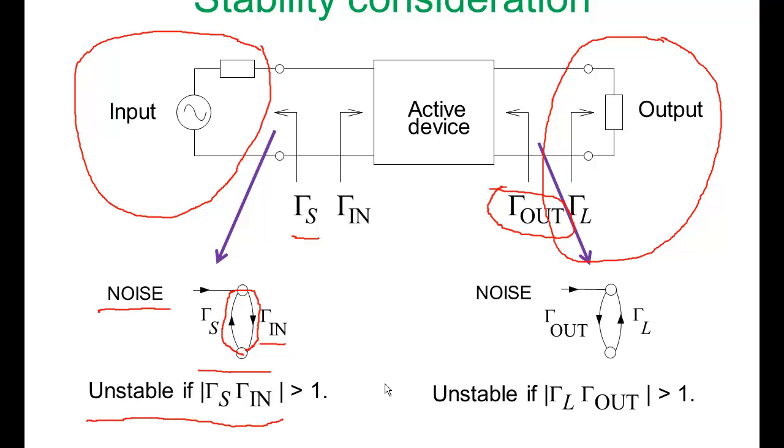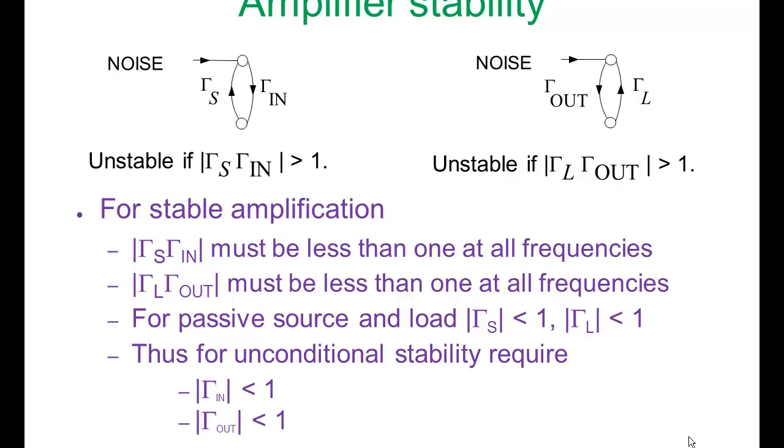We have a similar situation at the output. So the injection of noise into the signal flow graph with the loop formed by gamma out and gamma L can result in oscillation if gamma L times gamma out has a magnitude greater than 1. So here are our stability criteria.